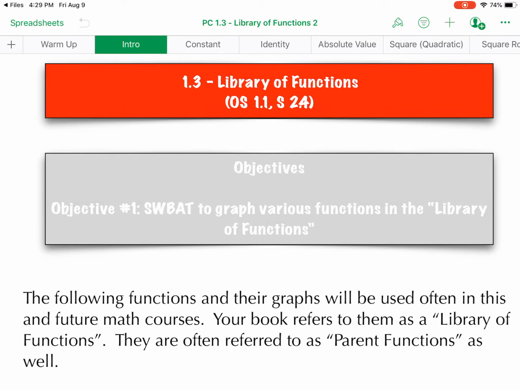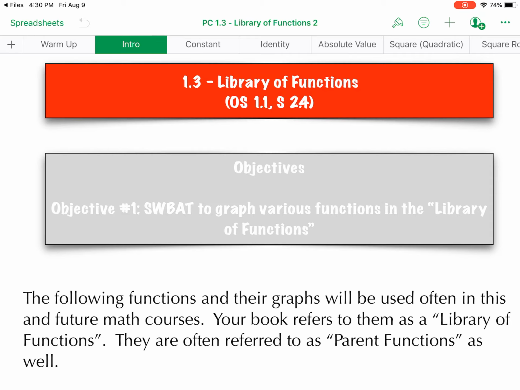In section 3 of our first unit, we're going to begin to develop a library of different functions. We started the unit by looking at what functions are, how to find domain and range, and some different properties associated with them. So now we're looking at specific types of functions. So we're going to go through several different types today. These functions and their graphs are going to be used quite frequently through this course and in future math courses.